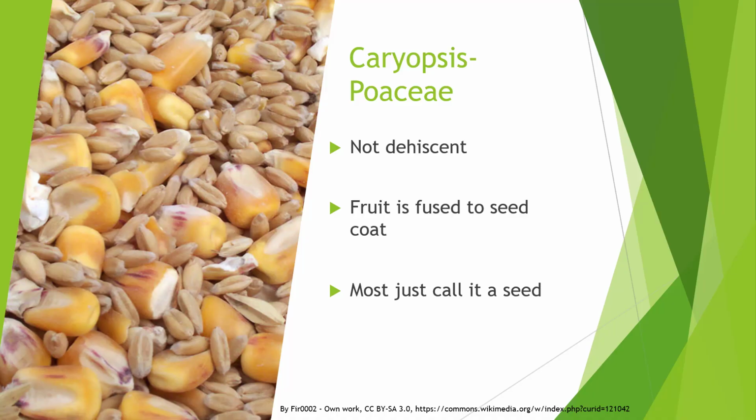A Caryopsis is not really a term we're going to use a lot, but it is the technical term for the fruit that we call corn seeds or wheat seeds. These are not dehiscent. The fruit is actually fused to the seed coat, and most people just call it a seed and do just fine with their lives.